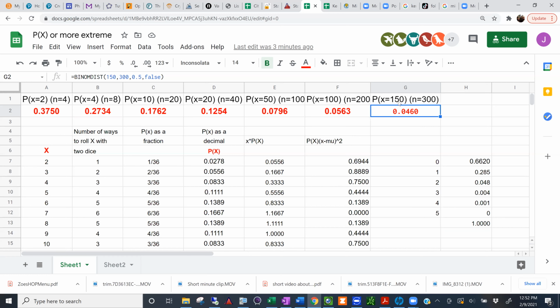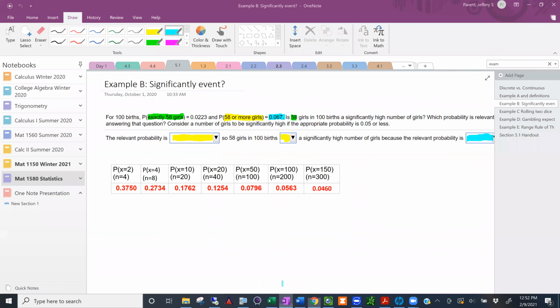Pretty soon, when this value gets large enough, everything is going to be a rare event. And in this case, we've already reached it. Everything is going to be a rare event here. But it doesn't really feel rare or unusual to get 150 out of 300. So let's bring that back now to example B here.